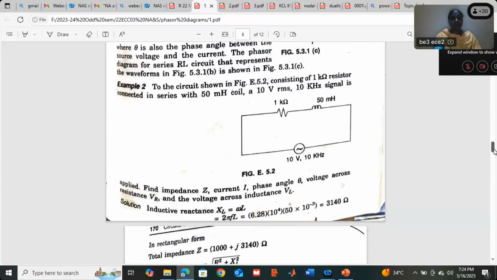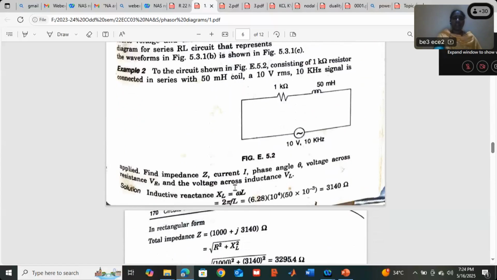Now this problem, what they have asked: find the Z value, current value, phase angle, voltage across the resistor, and voltage across the inductor. Okay. With this one problem, I may wind up this topic. RL is given: 1 kilo ohm and 50 millihenries. Supply voltage is 10 volts, and 10 kilohertz is the frequency. So you can see a 1 kilo ohm resistor, a 50 millihenry coil, and a 10 volt RMS, 10 kilohertz supply voltage, and find the Z value, current value, phase angle, voltage across VR, and voltage across VL.